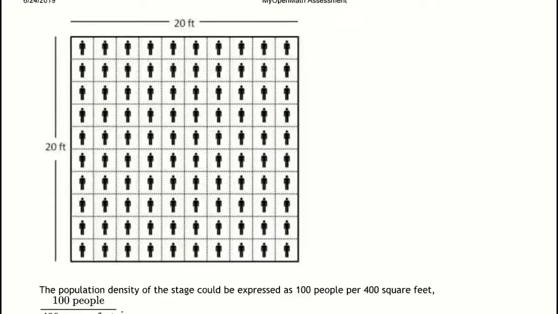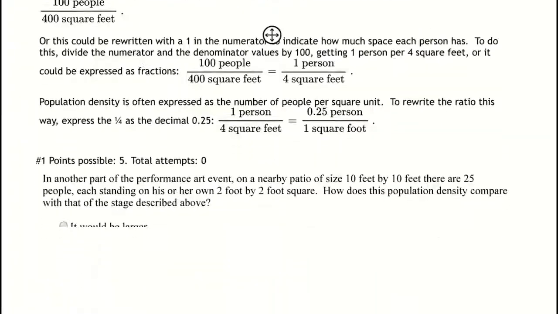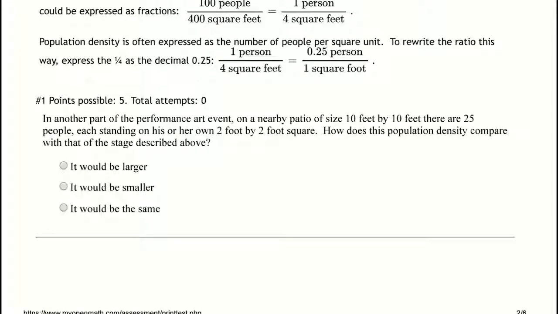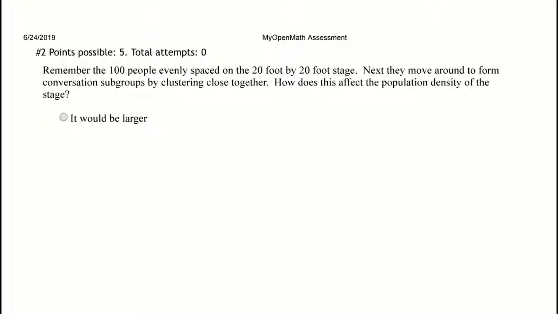So here we have a stage, and all the people are evenly spaced, 100 people per 400 square feet. So if we reduce that, that's 1 out of 4, or 0.25. Now if we look at each person standing on his or her own 2 by 2 foot square, we want to compare them. So we have the 25 over 100, which reduces to about 1/4. Right, that's the original stage. Now if we have the 2 by 2 square area, that's also 1/4. So those would be the same amount of space or population density.